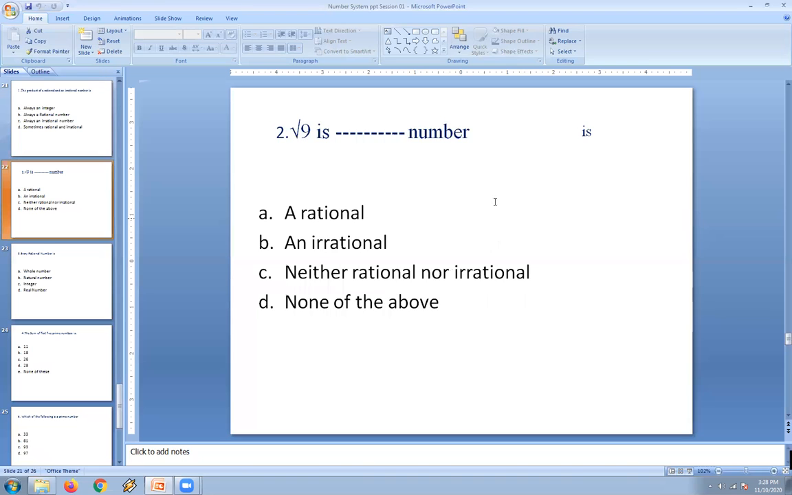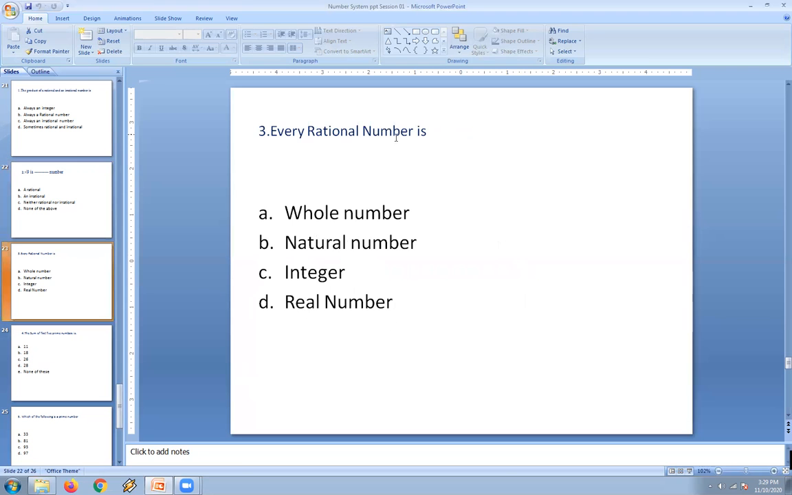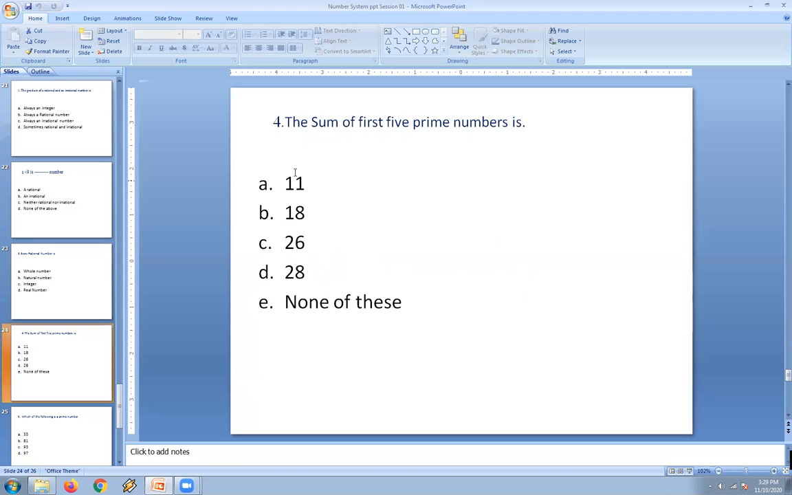And the second question is: root 9 is what type of number, whether it is rational, or irrational, or neither rational nor irrational, or none of the above. And the third is: every rational number is... Rational means we know that it is in the form of a fraction. Either it is a whole number, or a natural number, or an integer, or a real number. We have to find the answer for this.